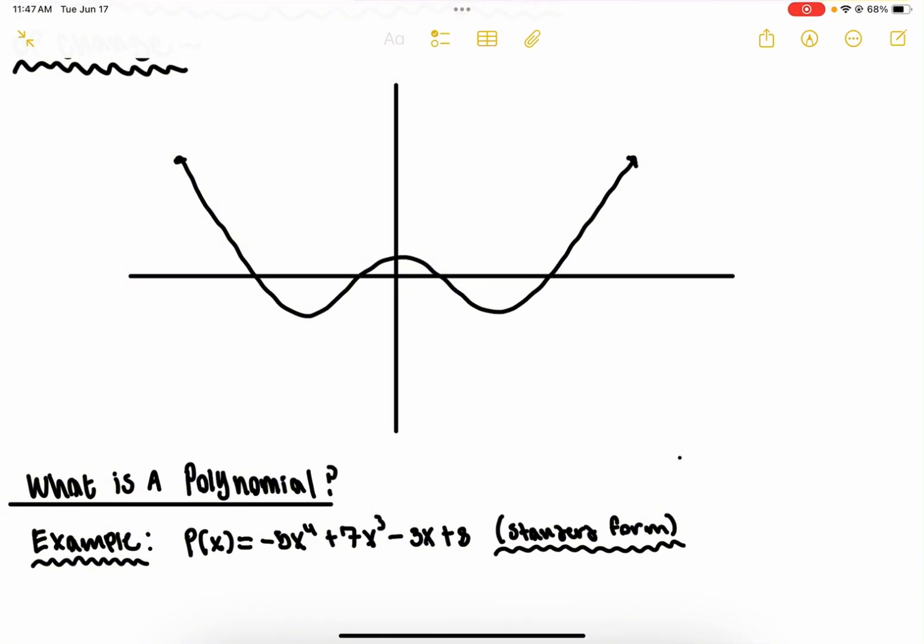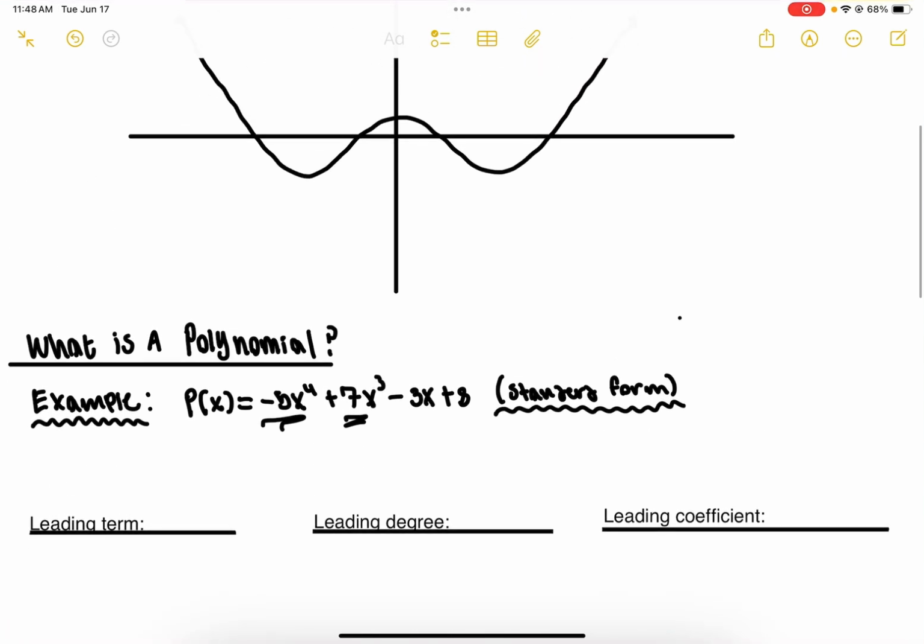It's different, right? Because I'm pretty sure you're used to quadratic equations and linear equations where they have one variable raised to a power. Well, this time there's two. You're probably wondering, what is a leading term, what's a leading degree, and what's a leading coefficient? To find the leading term, you first need to figure out the leading degree and the leading coefficient.